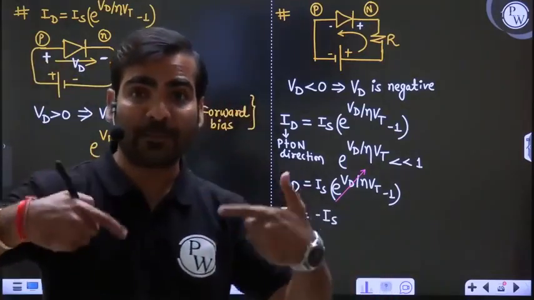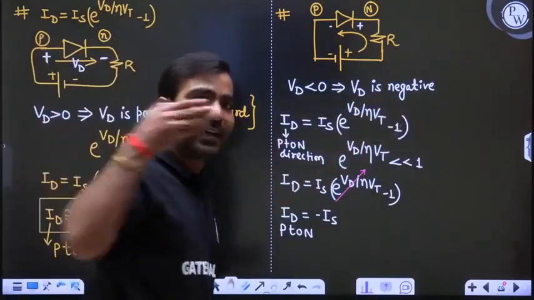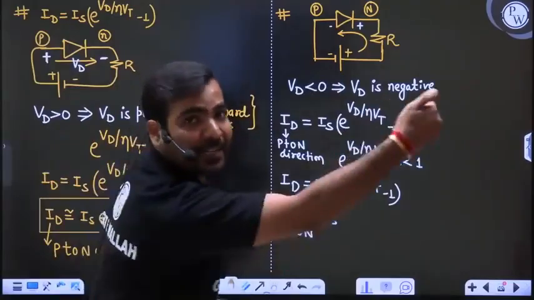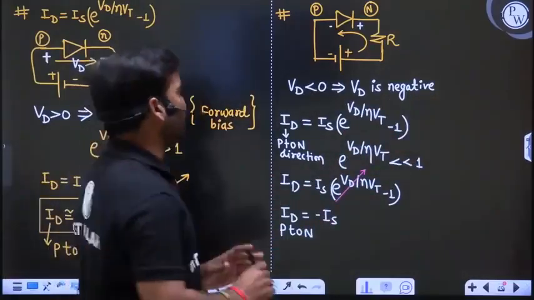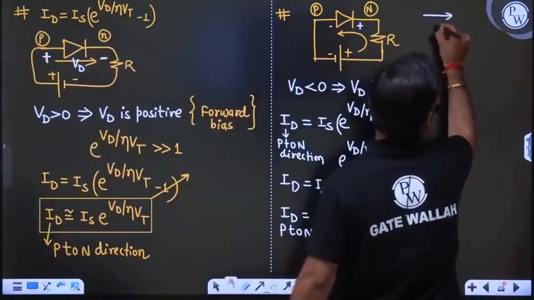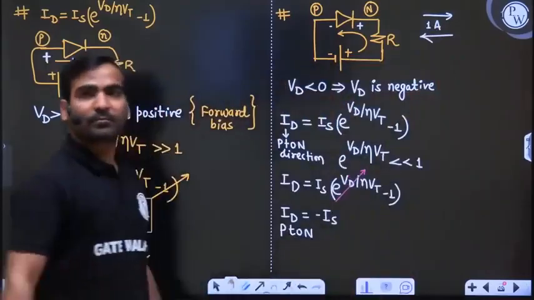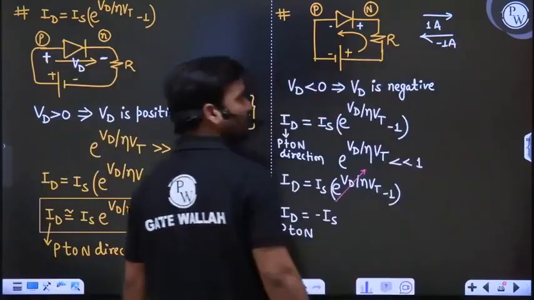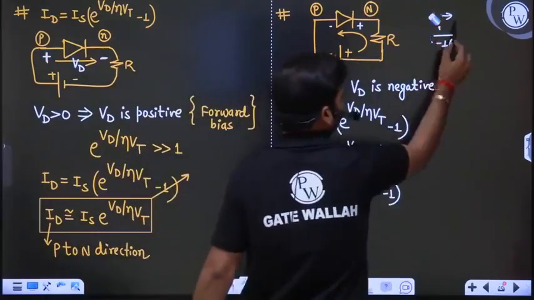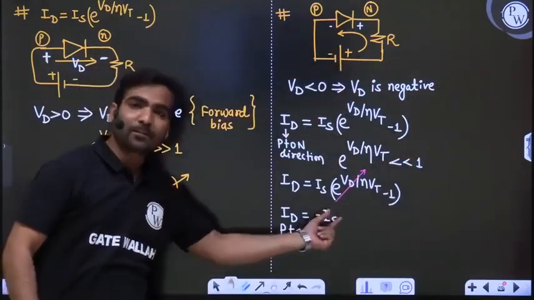What is the alternate meaning of this? In left to right, suppose current is plus 10, then right to left, what is the current? Minus 10. For example, if this current is plus 1 ampere, then the opposite current is minus 1 ampere. Just for understanding, I am writing it over here. So Id in P to N direction is minus Is.